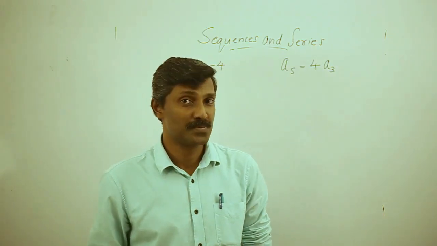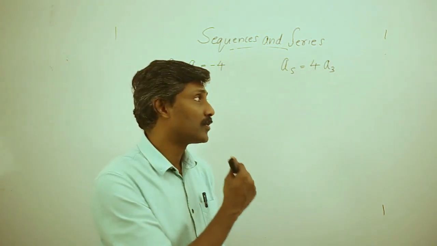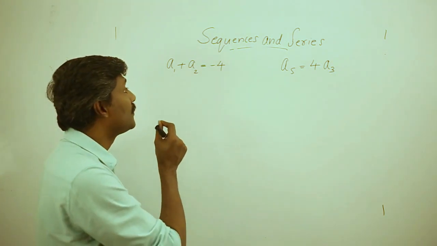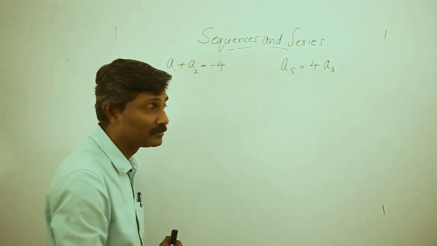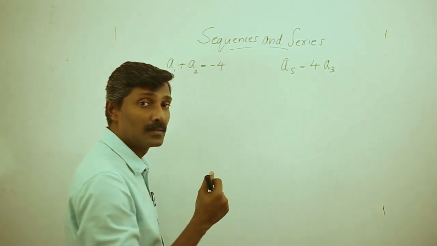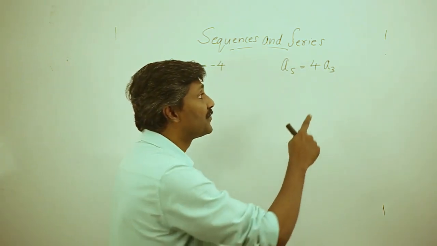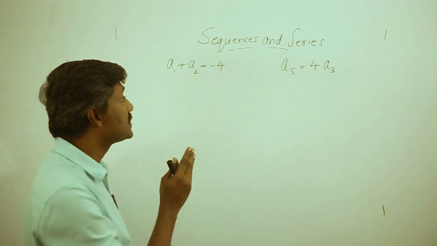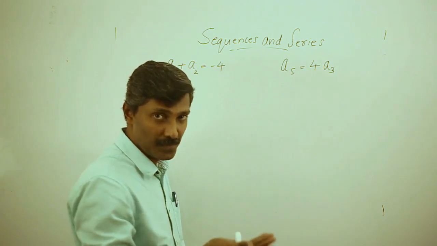Shall we go to the next problem? Again, continuing with GP, this is the problem that is given to us. It is given that the sum of the first two terms of the GP is minus 4, and the condition that the fifth term of the GP is 4 times the third term. So this is the data that is given to us, and we have to find out the GP.